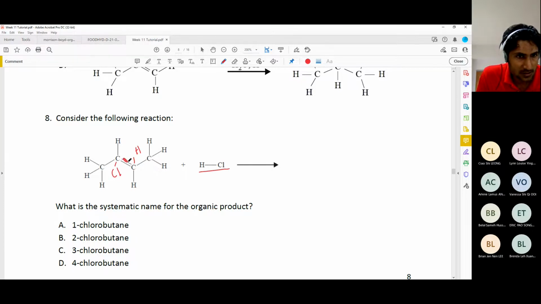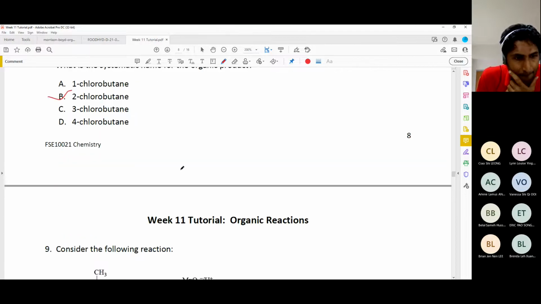There is no double bond. There's only one bond here. So what will be the name for this? 2-chlorobutane, right? It's 2-chlorobutane, easy.